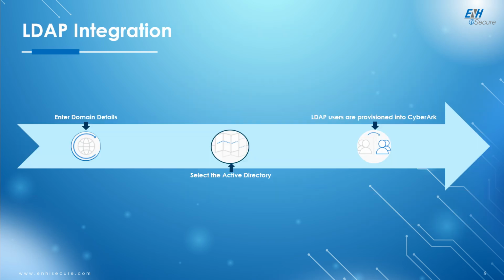LDAP integration. LDAP enables CyberArk to authenticate and provision users from Active Directory or other LDAP-compliant directories. LDAP is plain text and insecure, so we recommend using LDAP-S integration. Integration steps for LDAP. First, enter the domain details. In this step, enter the existing domain. In the second step, select the directory type. So we need to choose Active Directory or any other LDAP service which you use.